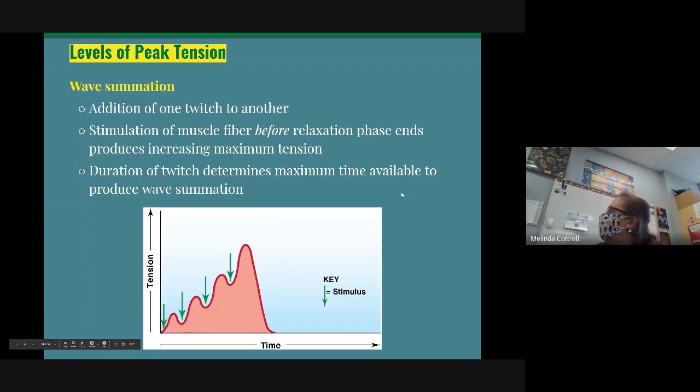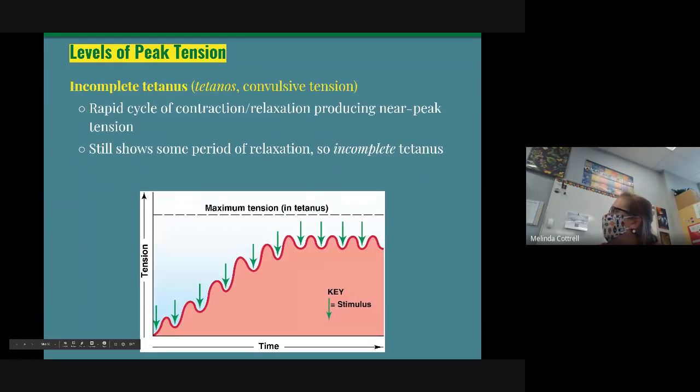All right, next one is incomplete tetanus. I don't know if you've ever heard of a tetanus shot, but the disease tetanus causes convulsions, and so tetanus is used here because you get this convulsive tension. This is rapid cycling of contraction and relaxation, and you almost hit maximum tension. But because you hit some form of relaxation, it's called incomplete.